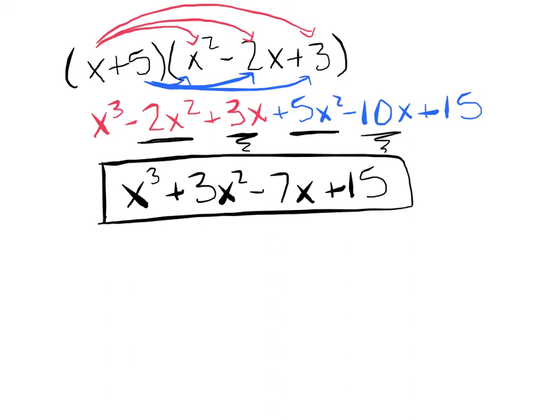We did not do anything different. We just drew an extra set of arrows. We still use double distribution. In this case, we can't simplify this any further because the exponents on those x's are all a little bit different. We've combined all the like terms that we could.